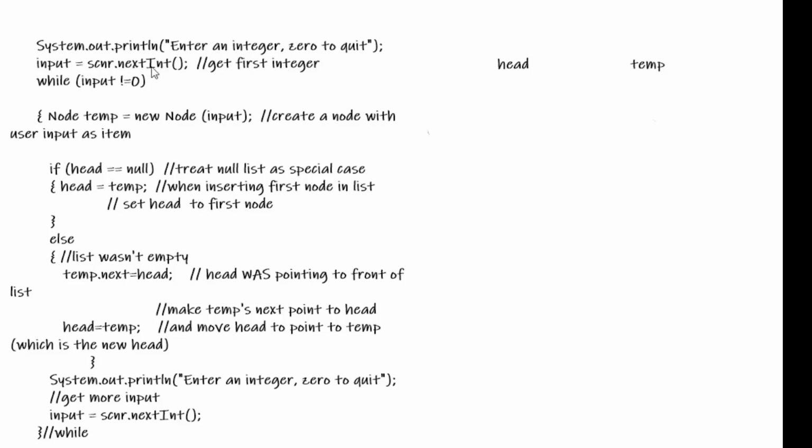And now we get some input from our keyboard. Let's imagine it's an 11. We check to make sure it's not 0. And if it isn't, we make a new node, we put our 11 in it, and then we give the address of that new node to temp. In other words, temp is going to be pointing to our new node that has an 11 in there.